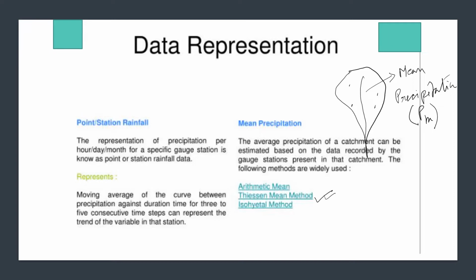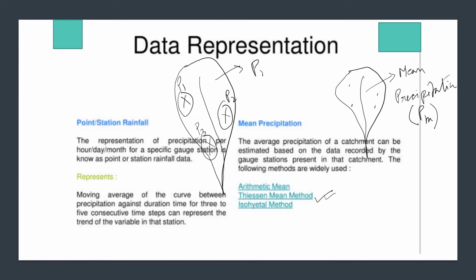So what is that? Now suppose you have a watershed where there are 3 rain gauge stations. Let them be P1, P2, P3. To find the mean precipitation of this watershed by the Thiessen mean method or Thiessen polygon method, you have to apply this procedure. First of all, connect the adjacent rain gauge stations with a straight line.